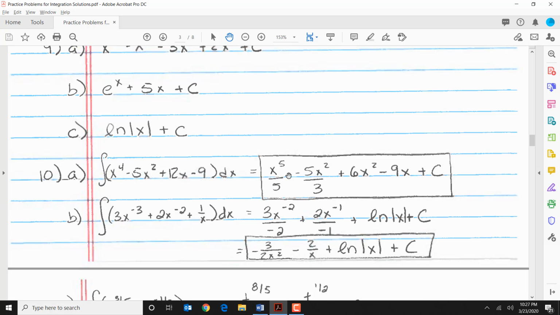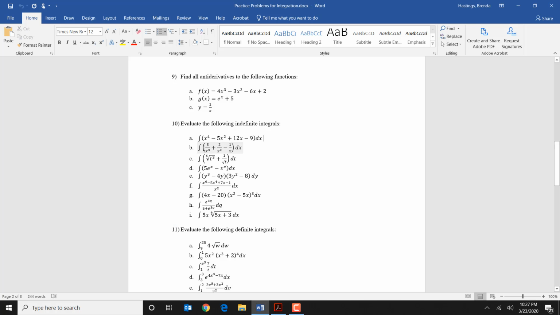So using my antiderivative rules, I get x to the 4 plus 1 over 4 plus 1, minus 5 times x to the 2 plus 1 over 2 plus 1, that should be a 3, plus 12 times x to the 2 plus 1 over 2 plus 1, which will reduce to 6x squared, minus 9x plus c. Remember, that's supposed to be a 3 right there. That's my mistake.